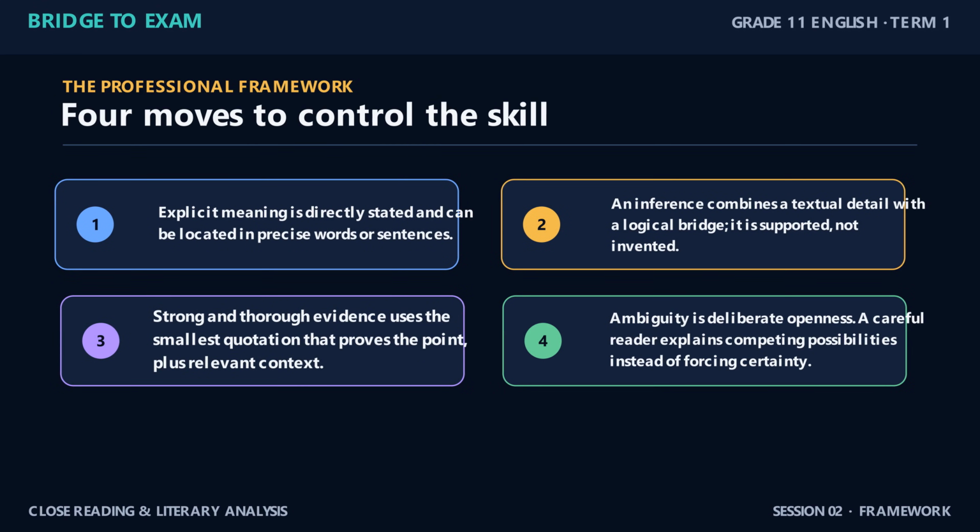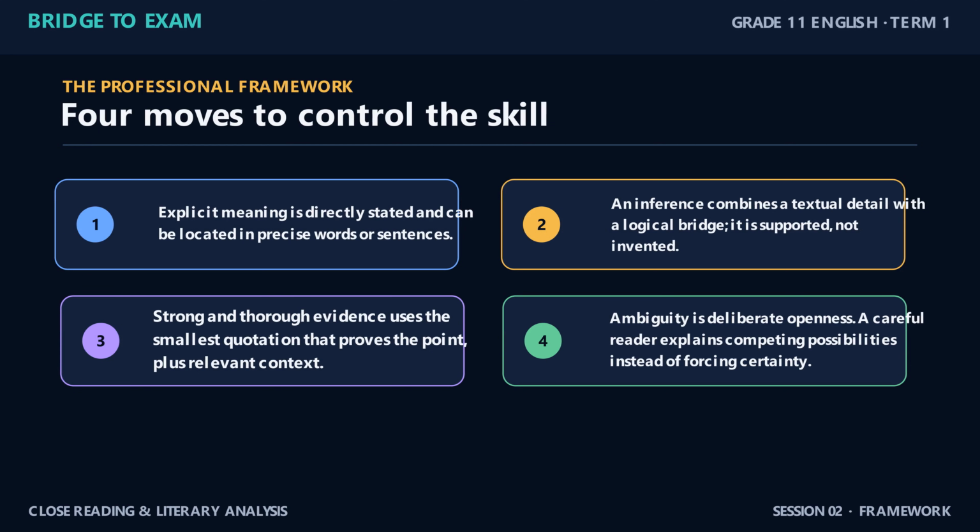First, explicit meaning is directly stated and can be located in precise words or sentences. Second, an inference combines a textual detail with a logical bridge. It is supported, not invented. Third, strong and thorough evidence uses the smallest quotation that proves the point, plus relevant context. Finally, ambiguity is deliberate openness. A careful reader explains competing possibilities instead of forcing certainty.